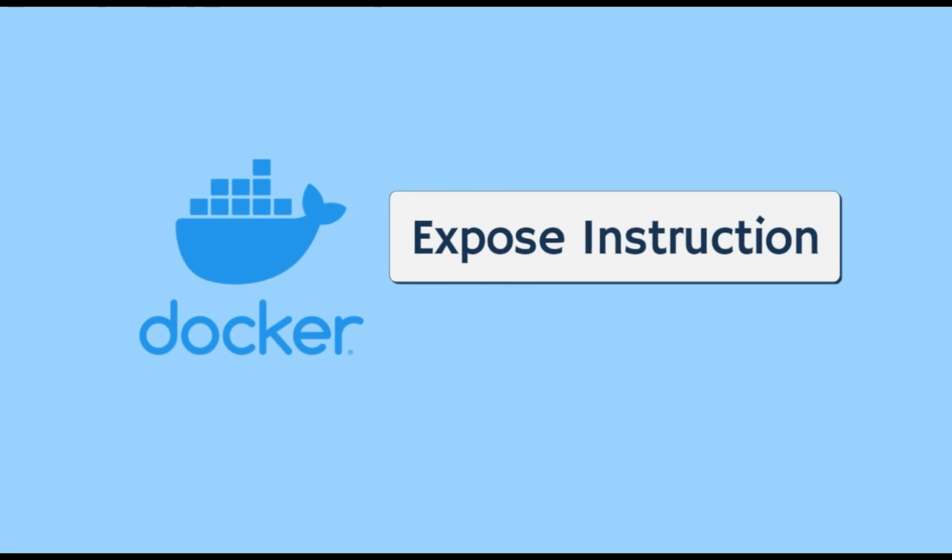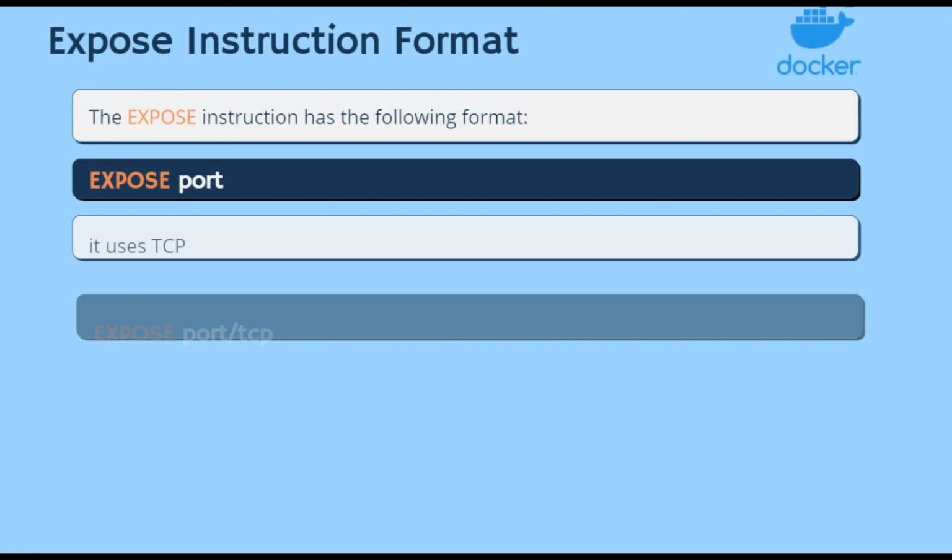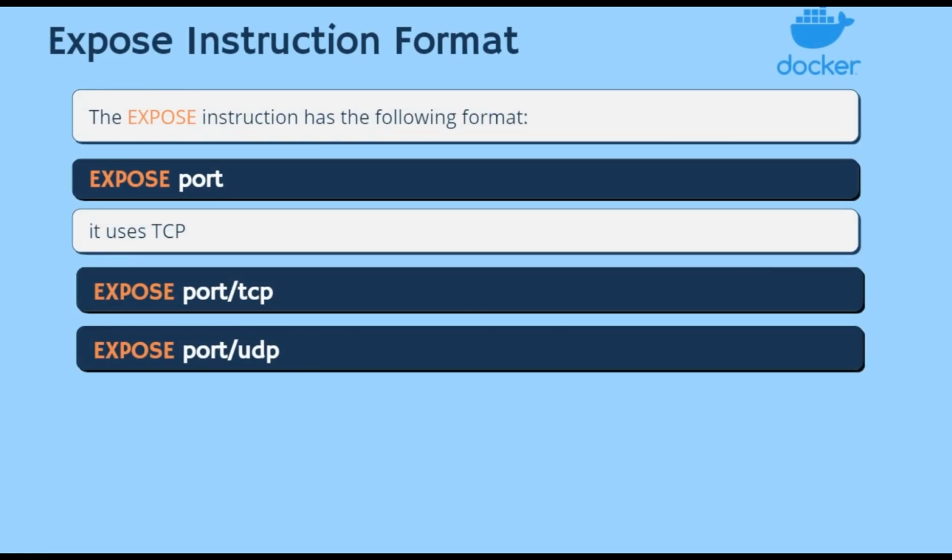Expose instruction. Expose is an instruction used to indicate that a container will listen on a specific port and protocol. The expose instruction itself does not actually publish any ports. It serves as documentation to inform those who create Docker containers that this Docker image will use a specific port when it is run as a container. The expose instruction has the following format: expose port. It uses TCP, expose port TCP, or expose port UDP.